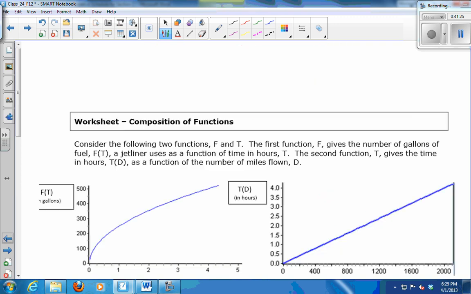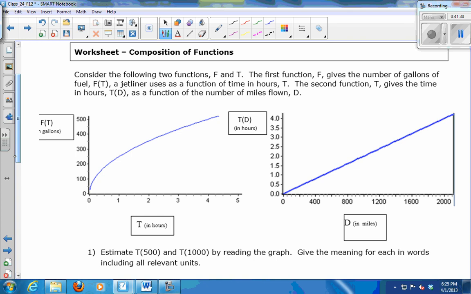All right, so now I want you to go back and work in your groups on this worksheet, composition of functions. So this is a real life kind of thing. I just want to point out the labels are in kind of weird places. So this T of D label should be the title of this graph. This is T. This is the T graph. And then this F of T is the title of this graph. This is graph F.